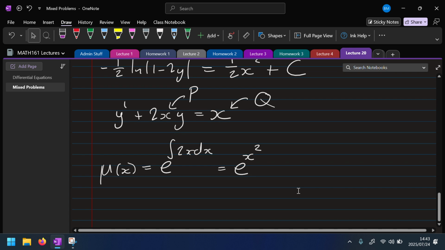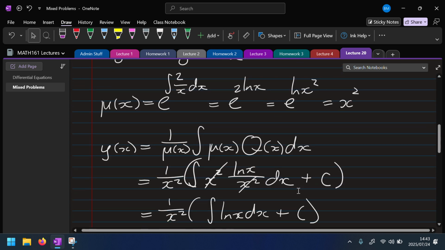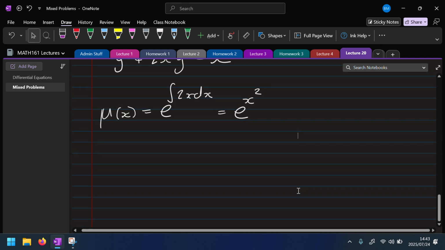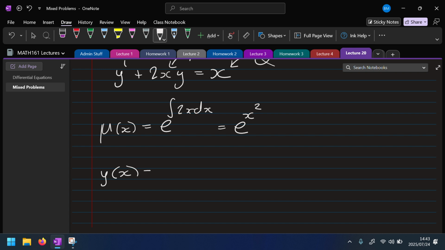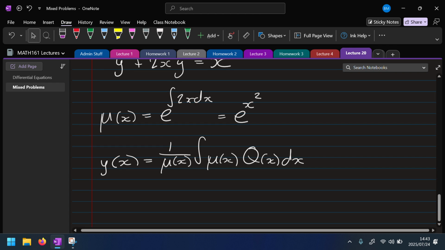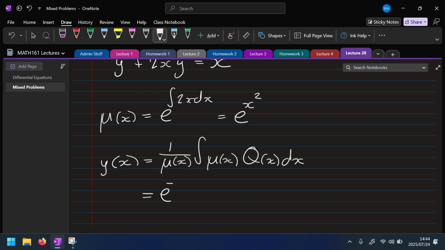Okay, we've got the integrating factor. That's step 1. Step 2, we write out the solution with that formula. So y of x is 1 over mu of x times the integral of mu of x q of x dx. So 1 over mu, we can write that as e to the minus x squared. Integral mu times q, so that's e to the x squared times x dx. And let's put our plus c just so we don't forget that later.